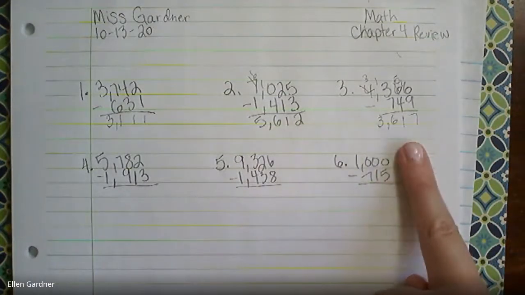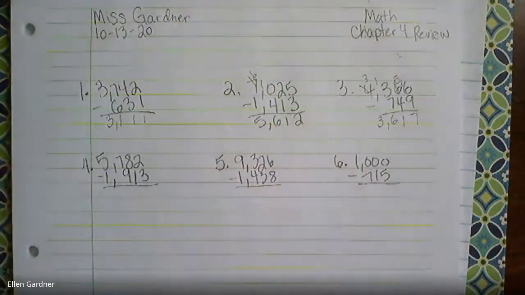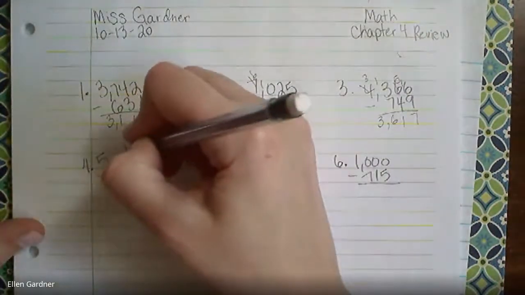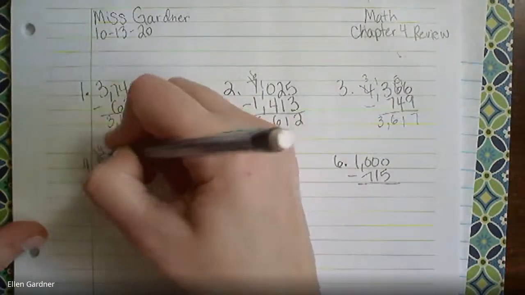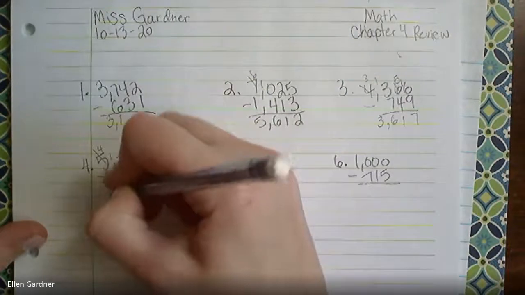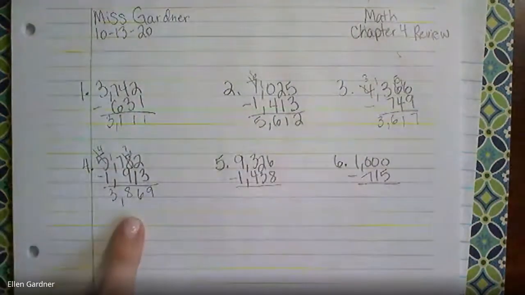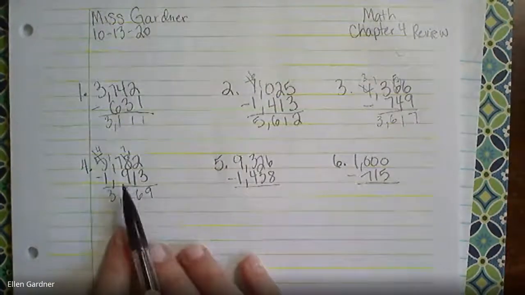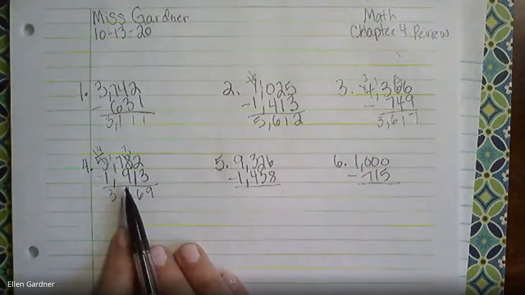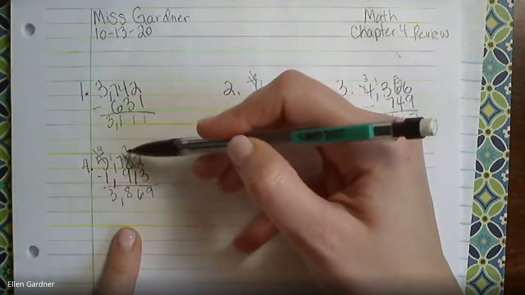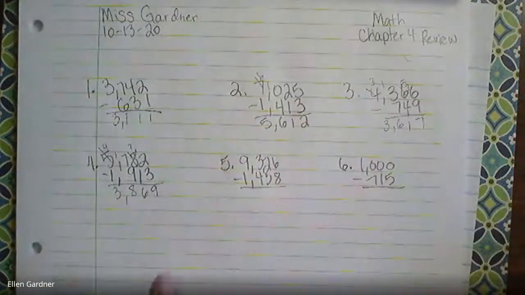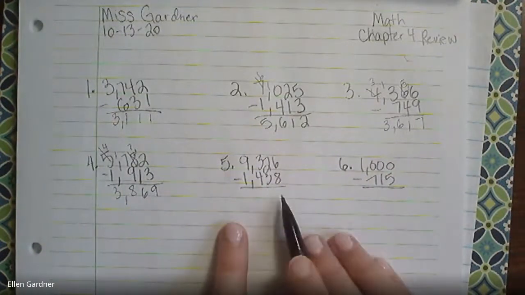3,617 for number 3. Down to number 4. 3,869. Remember to only regroup when needed. So for example, with this, with the tens place, after we've regrouped to the ones, we didn't need to regroup again. So make sure that you're really only regrouping when it is needed.